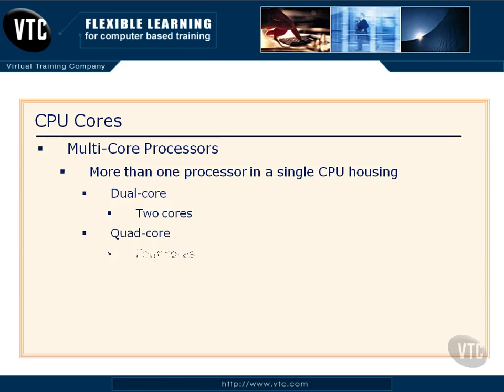A quad core. This is where there were four cores. Now, for a while, our servers had four distinct separate CPUs. They were expensive, and you had four separate distinct CPUs. But now you can find these relatively cheap. One processor unit, but it has four cores. And it works and acts just like a four processor machine.